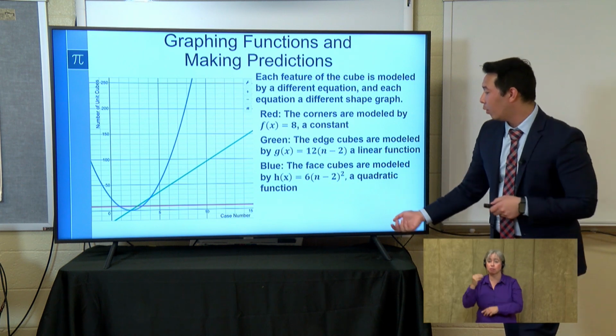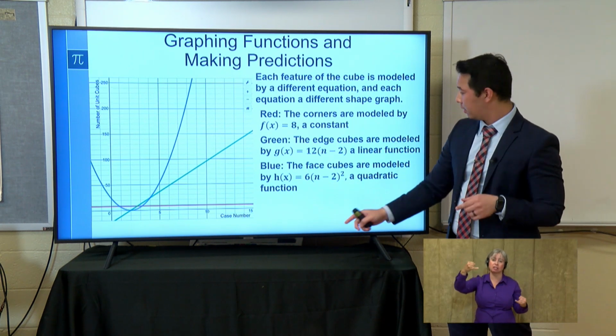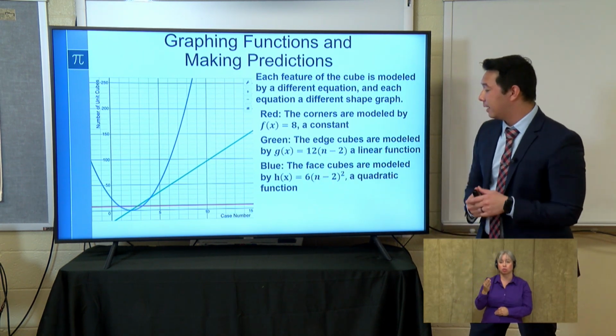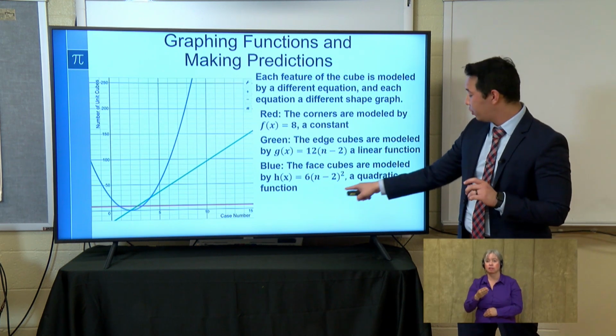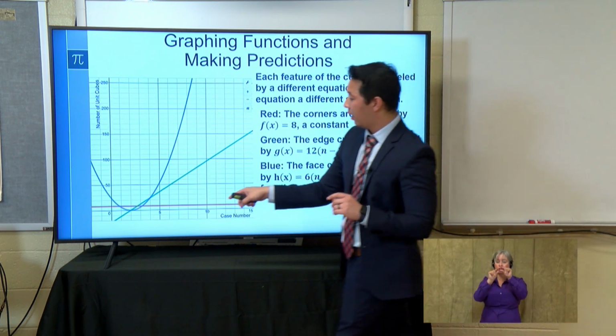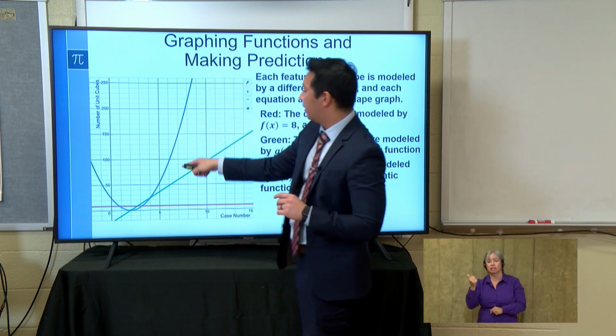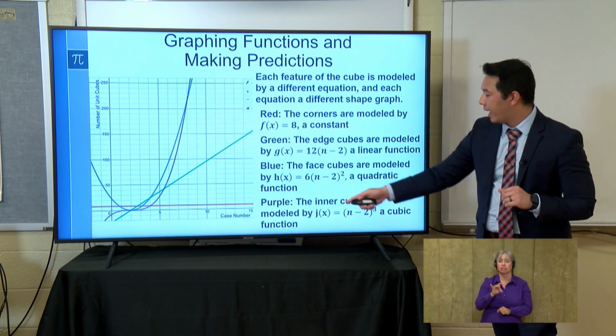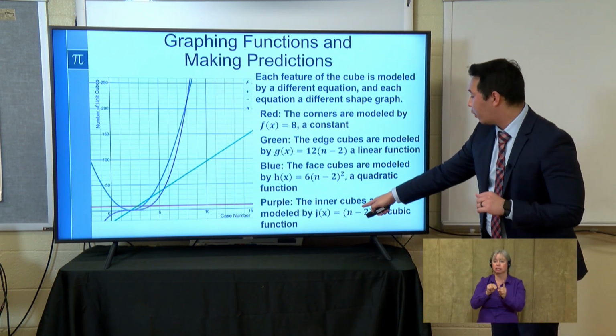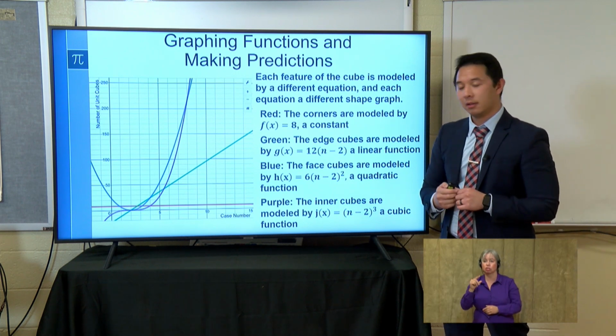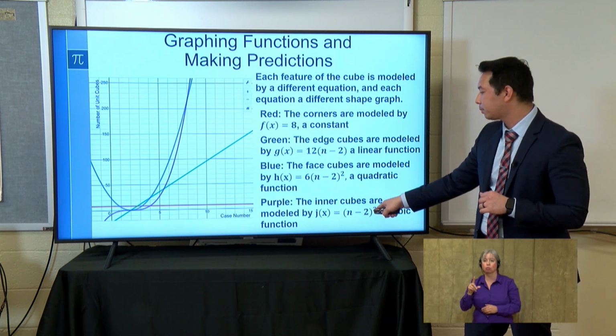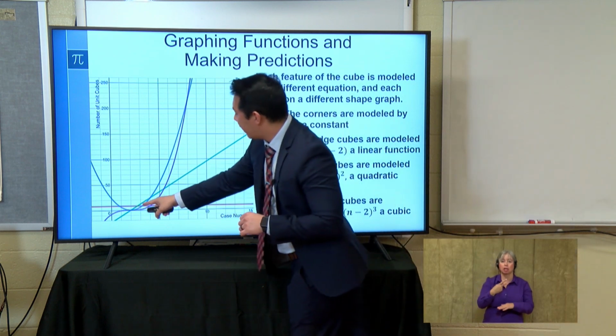In blue, we're going to have our face cubes modeled. We call this 6 times n minus 2 squared function a quadratic function. And look at how that's behaving here. And then lastly, in purple, we're graphing our inner cubes function, the n minus 2 cubed. And that's what we see in purple.